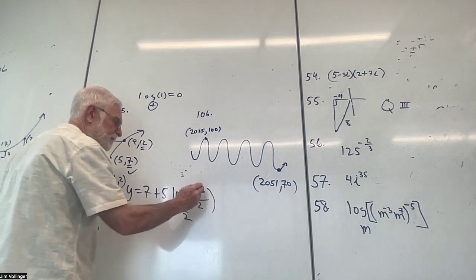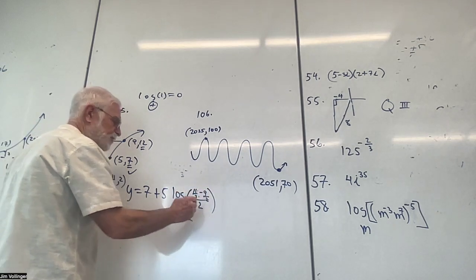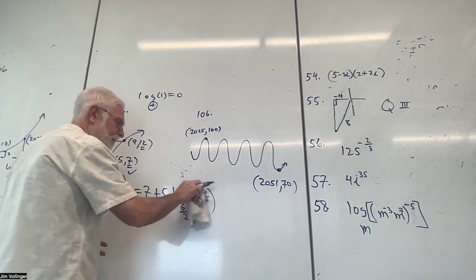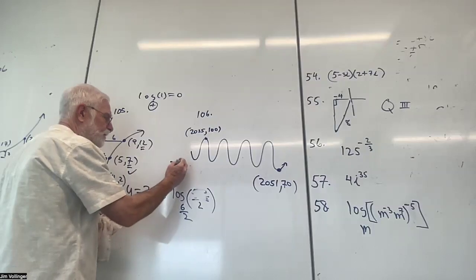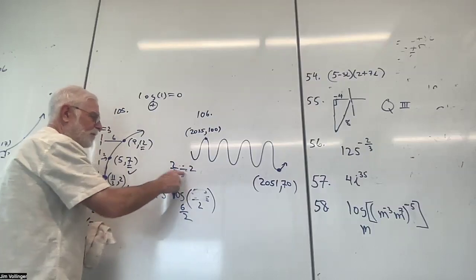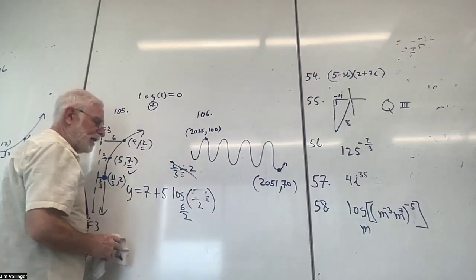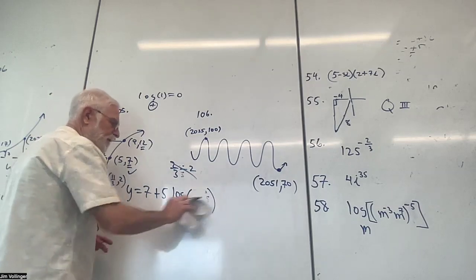minus 9/3 is 2/3. And 2/3 divided by 2. 2/3 divided by 2 is the same as multiplying by a half. And that changes, and I get 1/3 in here.